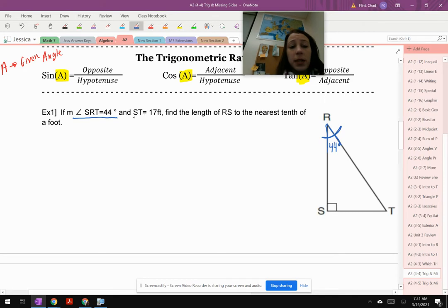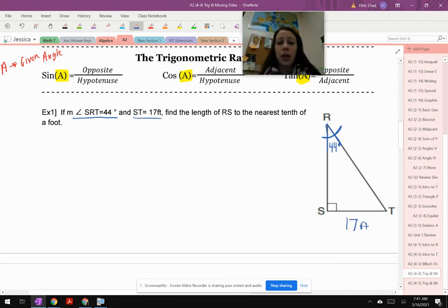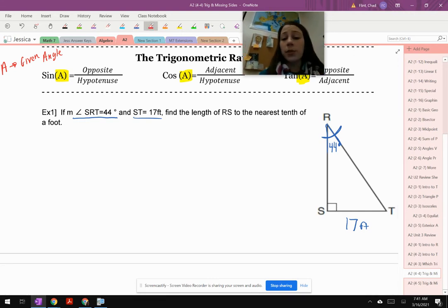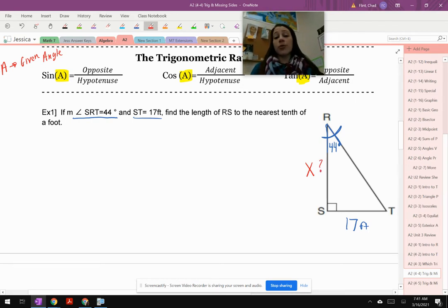ST, they're telling me, is 17. So that's down here. This is 17 feet. And then they're asking for the length of RS. So I'm going to use an X question mark, because that's what they're looking for, to represent that missing side.